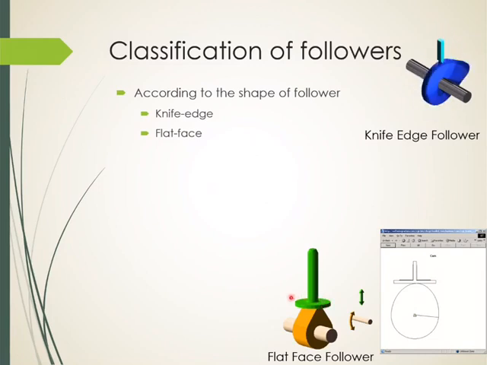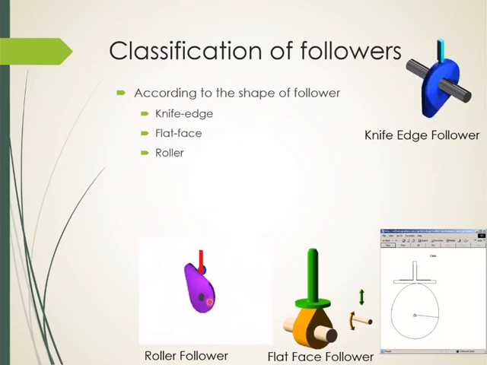It might be a circular one or a rectangle or a square, it doesn't matter, but the part which is in contact with the cam will be a flat face. It is called a flat face follower. And the third one is called a roller follower, where the follower tip will be in the form of a roller.